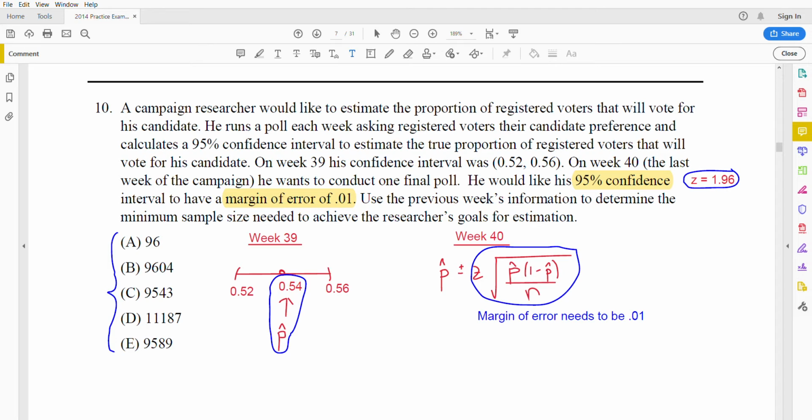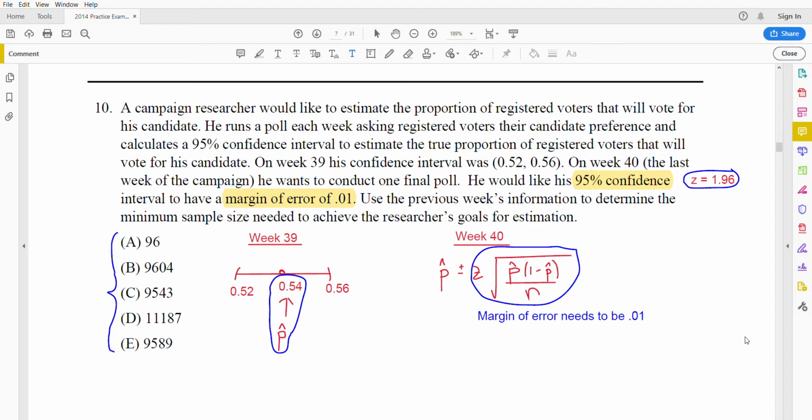So let me pull up my calculator here, and let's do 1.9. Oops, sorry. Let's try that again. 1.96 times the square root of 0.54 times 1 minus that, which is going to be 0.46. And let's test out choice A. Choice A says sample size 96. That produces a margin of error of 0.09, 9%, and we want a margin of error of 1%. So A is not the correct answer.